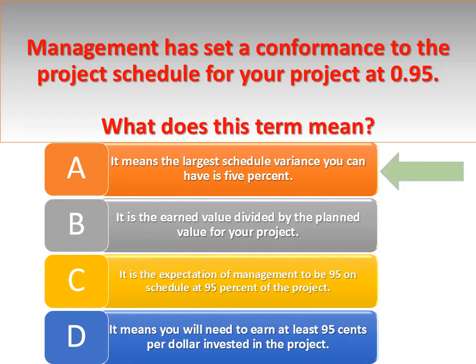Answer A. Explanation. Conformance to schedule is a required adherence for the project's schedule. In this instance, the project manager must not allow the schedule to slip more than 5%. Answer option B is incorrect. This is the description of the Schedule Performance Index. Answer option D is incorrect. This is the description of the Cost Performance Index. Answer option C is incorrect. This is not a valid statement about the project performance.